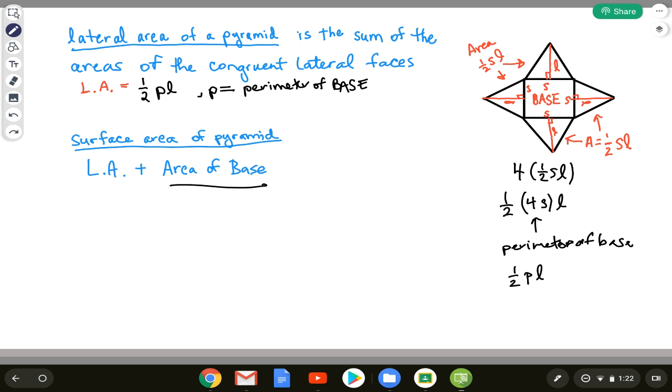But since I only have one base this time, that's all I'll be adding. So if I was going to write it using the 1/2 PL, I would write 1/2 perimeter times the slant height plus the area of the base, whatever that happens to be. I'm just going to call it capital B, so that means the area of the base.